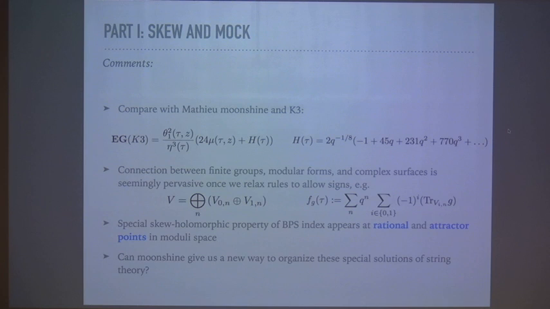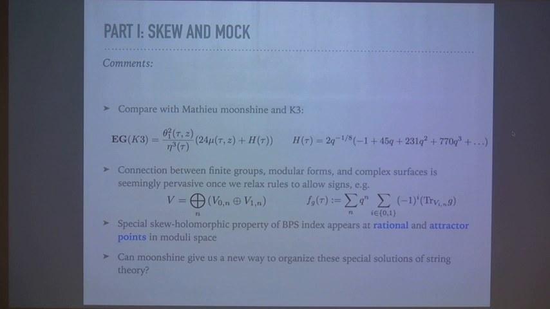But from the mathematical point of view, the rules are much less strict once you allow this to happen. So the connection between finite groups, modular forms, and also geometry starts to become seemingly pervasive once we allow even a few number of minus signs at low orders. So whether or not one wants to actually call this moonshine is up for debate.